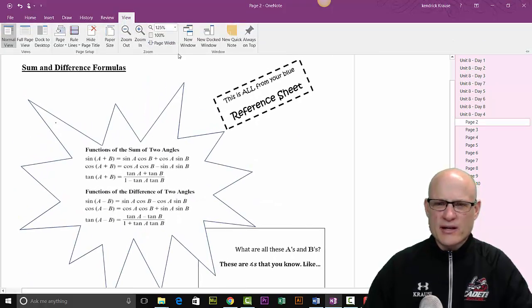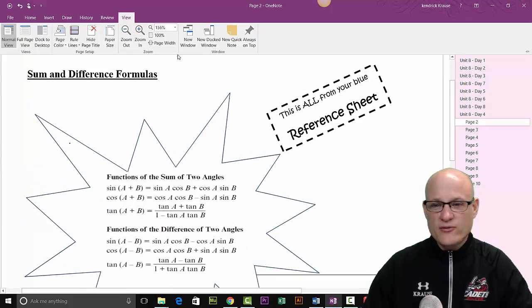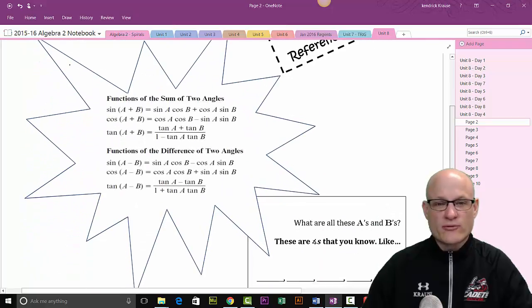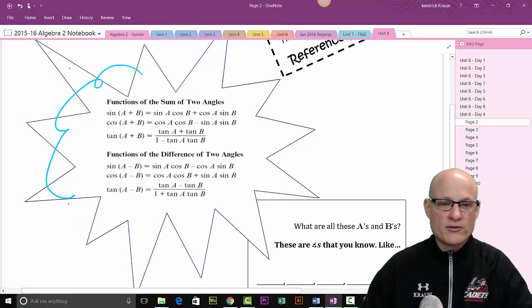I said blue. I think I actually made them this year in yellow. So anyway, these formulas, you'll notice, are on your formula sheet. All of these formulas are on your formula sheet.